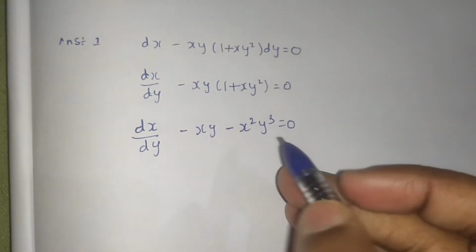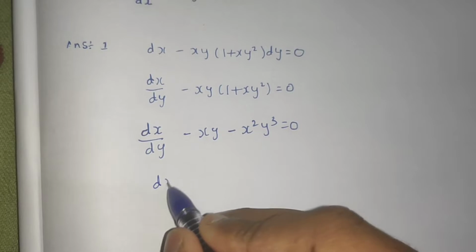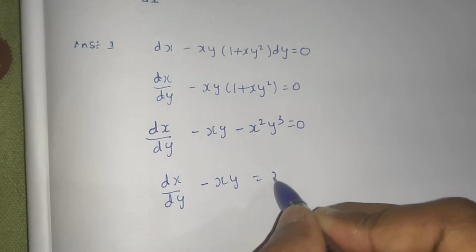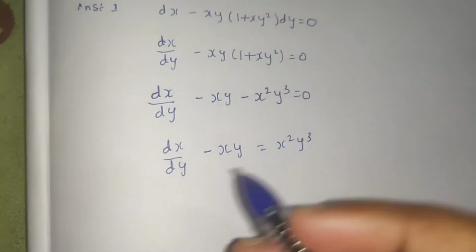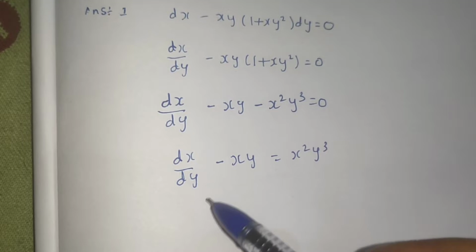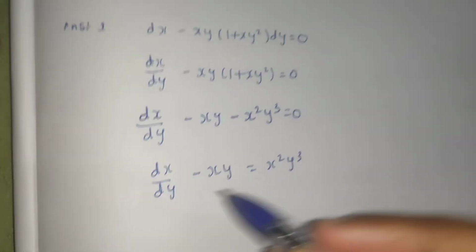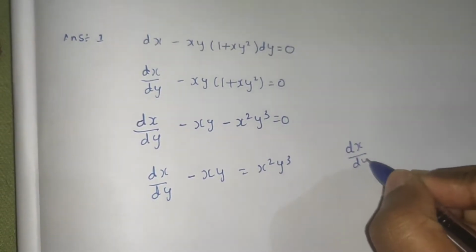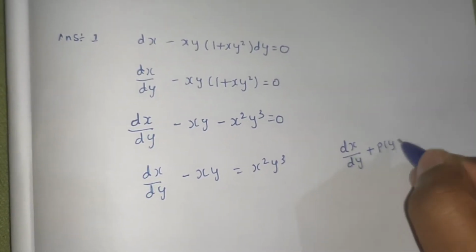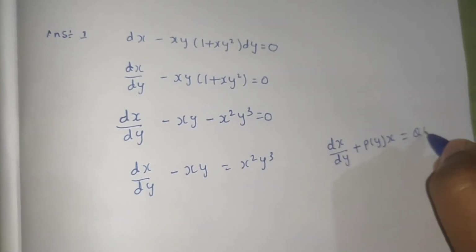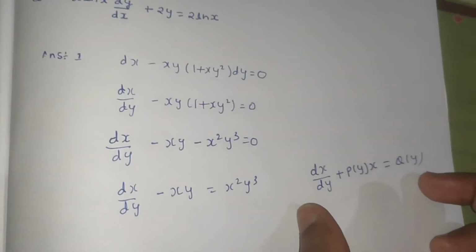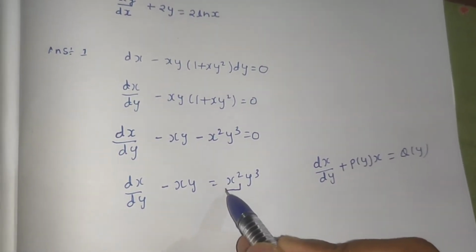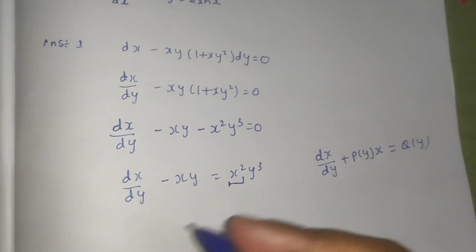Now what we can do is send this to the right hand side. So we'll get dx by dy minus xy equals x square y cube. Now this is dx by dy, and the format is something like this: dx by dy plus a function of y into x equals a function of y. Now this is the normal form, but here we have an extra x square on the right hand side, which is not making it linear.